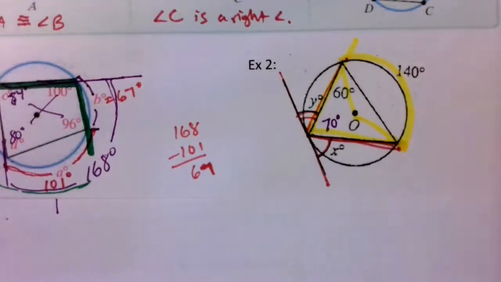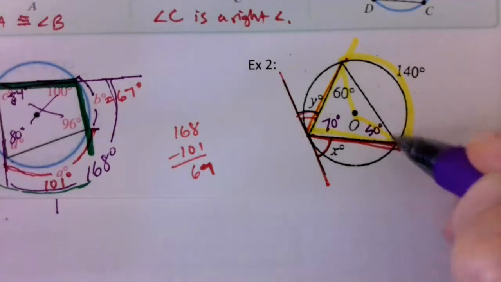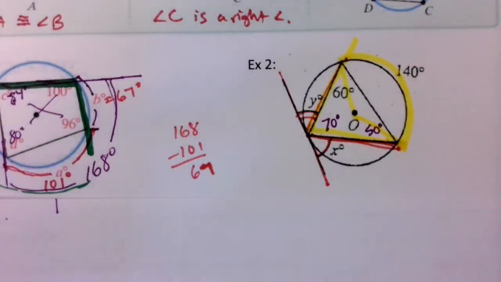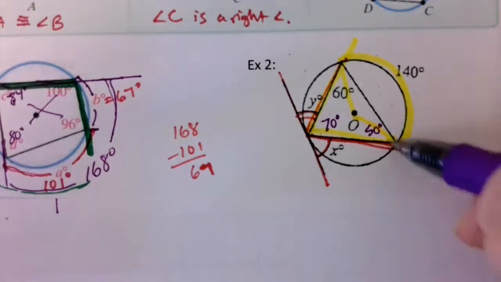So that's 70. Now you're looking at triangles, right? I told you triangles never go away. 70 and 60 is 130. Subtract that from 180, and there we go. We got 50 degrees right here. So why do I care about that? Because angles tell me arcs. Arcs tell me angles.